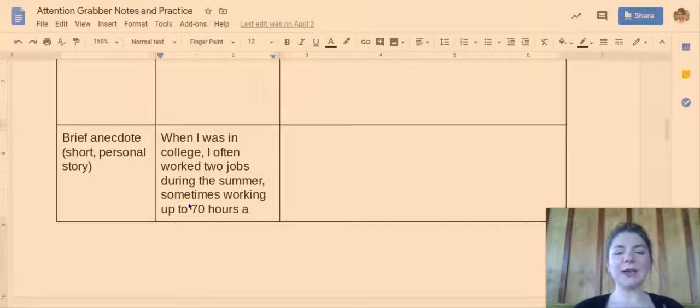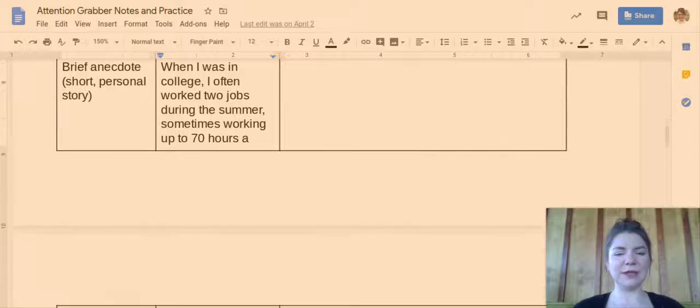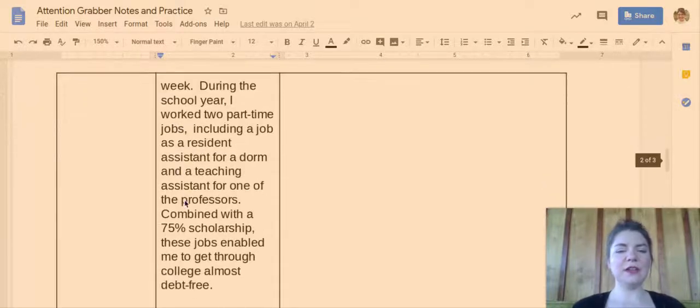Okay, here's my example. When I was in college, I often worked two jobs during the summer, sometimes working up to 70 hours a week. During the school year, I worked two part time jobs, including a job as a resident assistant for a dorm and a teaching assistant for one of the professors. Combined with a 75% scholarship, these jobs enabled me to get through college almost debt free. Okay, so that's my own personal story that I'm using that relates to my topic.